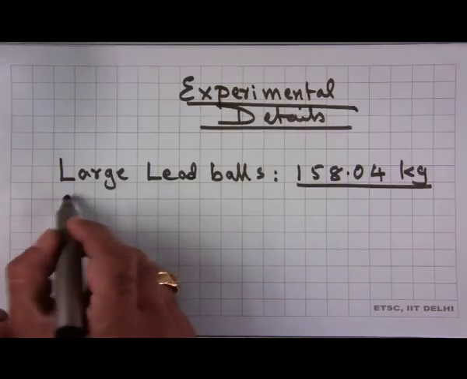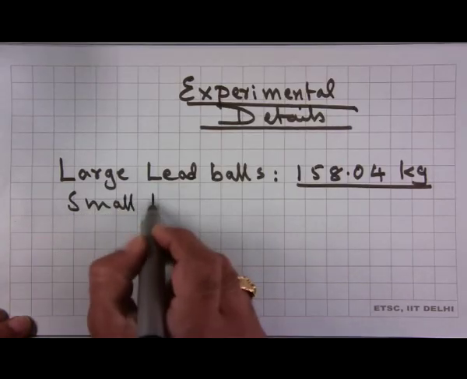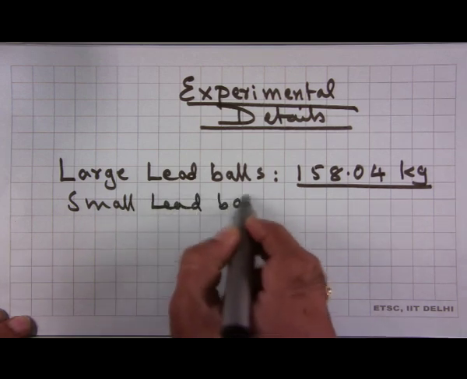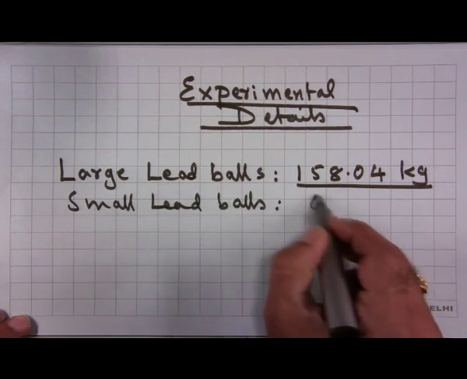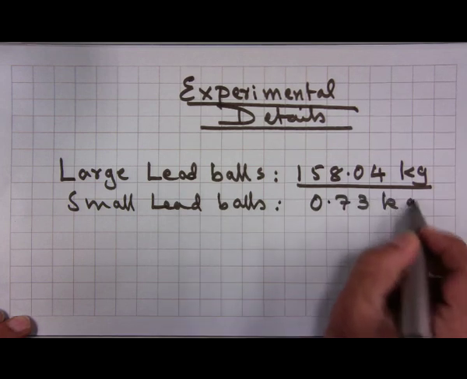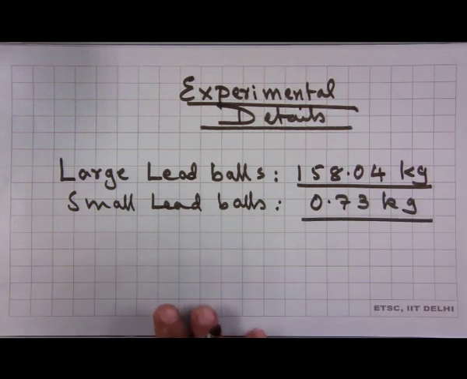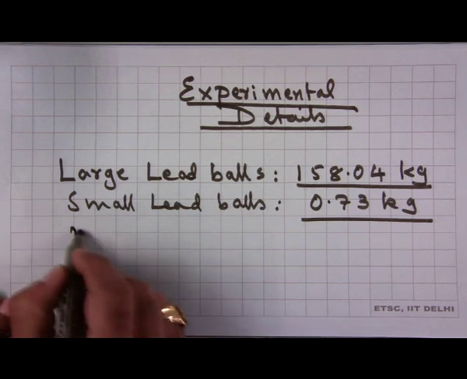And what about the small lead balls? The small lead balls had a mass of 0.73 kg. So we have a factor of more than 300 between them. So the heavier mass is something like 300 times heavier than the lighter mass, and that is what they did. We are going to calculate the moment of inertia. It is very, very important. So we have to worry about the mass of the rod.